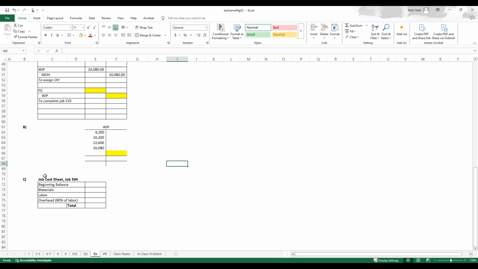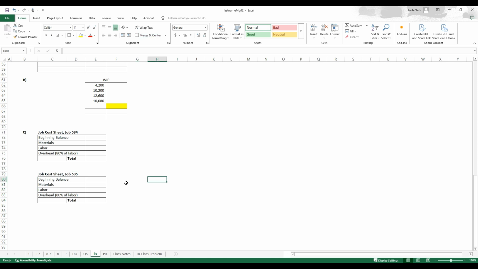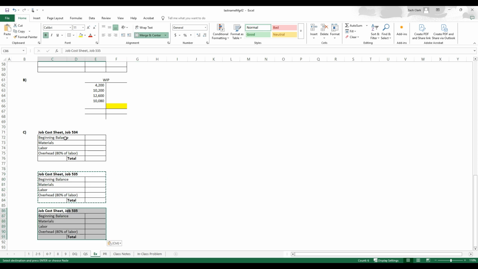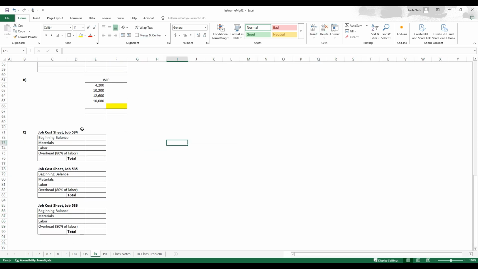Okay, so now I've got a nice looking, easy job cost sheet here. And then we can just copy it, because we have a few different items, right? We have 534, 535, but same components, and 536. So let me update the name. I'm going to delete this row just to clean that up. So now we've got these three job cost sheets, and we can now put our numbers in, start filling these out.